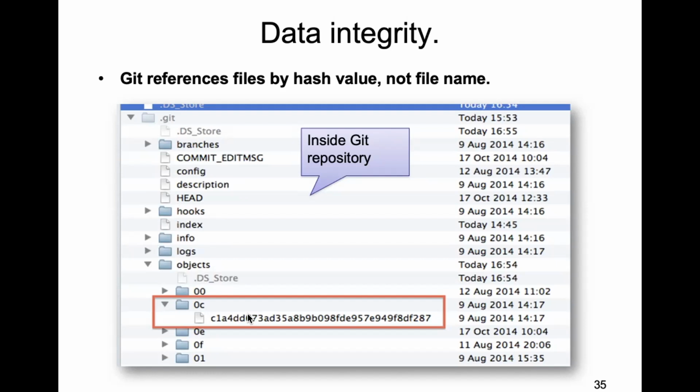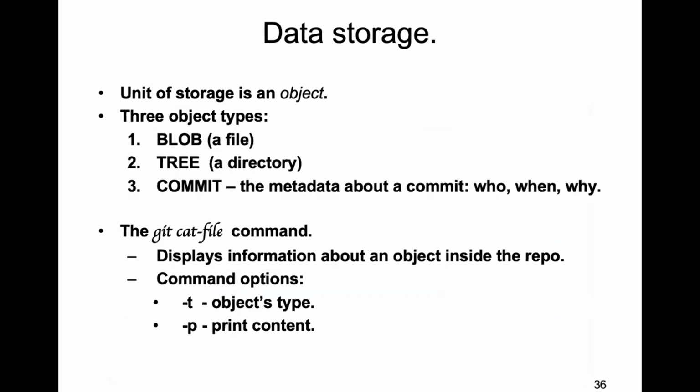If we actually looked inside this physical file, we would see it corresponds to either one of the files in our project at a particular point in time, or a subfolder within our project at a particular time. Or in fact, it could be what's called a commit object as well. In terms of the files inside that objects folder, everything as far as Git is concerned is an object. That's the language it uses. And I'm telling you on this slide that there are three types of objects, which it calls blob objects, tree objects, and commit objects.